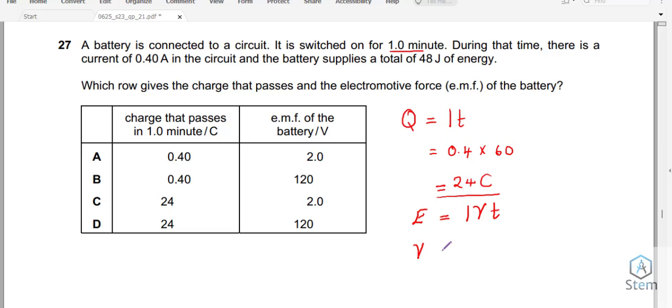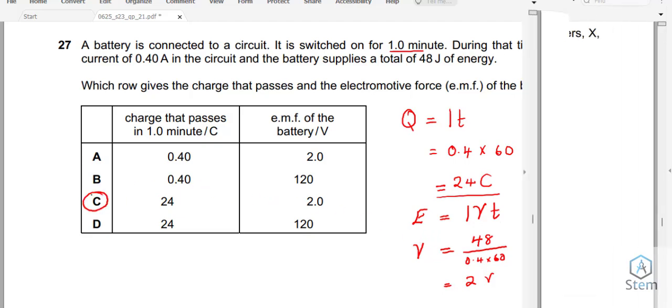Now, making V the subject of the formula, we have energy, which is 48, divided by current, which is 0.4, and time, which is 60 seconds. That gives us V as 2 volts. So our answer is going to be C.